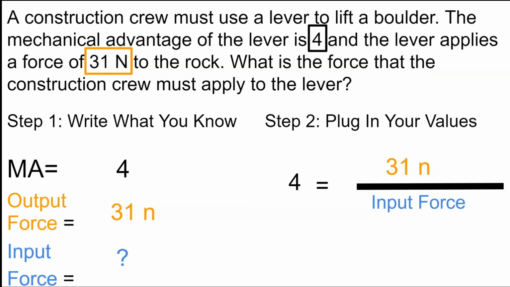Now, let me show you the faster way to do this. All you have to do is switch input force, put it over there, and I'm going to take the 4 and put it over there. So that's the quicker way, okay? So let me show you that again. If you see a problem where your unknown variable is the denominator, you can just switch it with the 4 over here, okay?